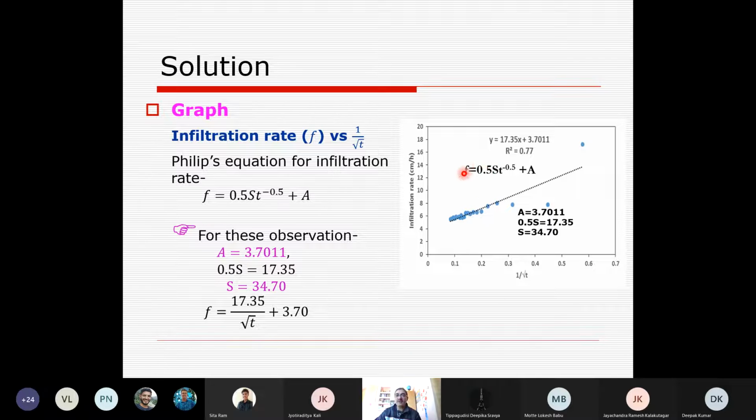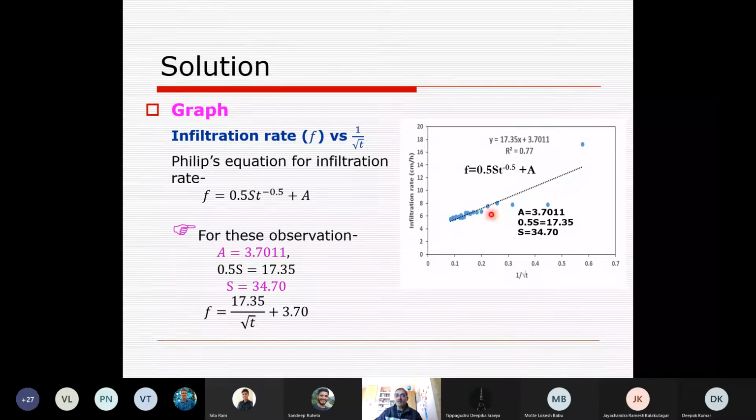Sorry, here I put F, but it is infiltration rate. I have taken this from a different source, so it was F there. I need to change this. F is equal to I. So infiltration rate in centimeter per hour is related by this equation which we have derived, that is 0.5 S T to the power minus 0.5 plus A. That is the usual relationship, infiltration rate versus 1 by root T.